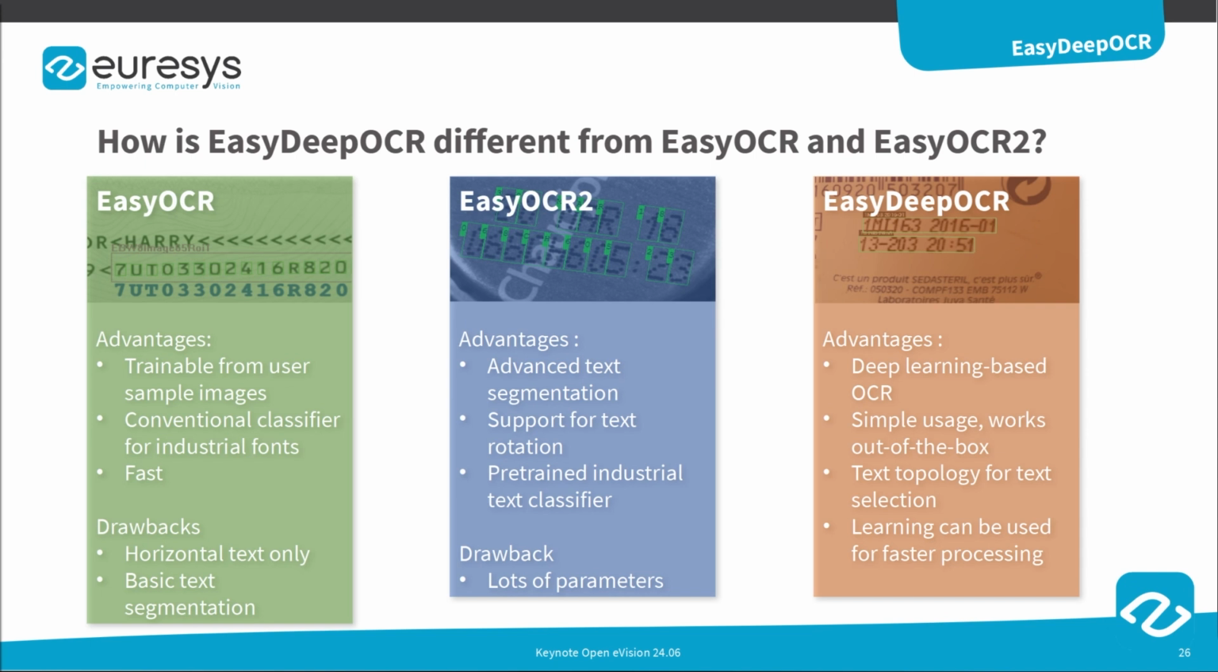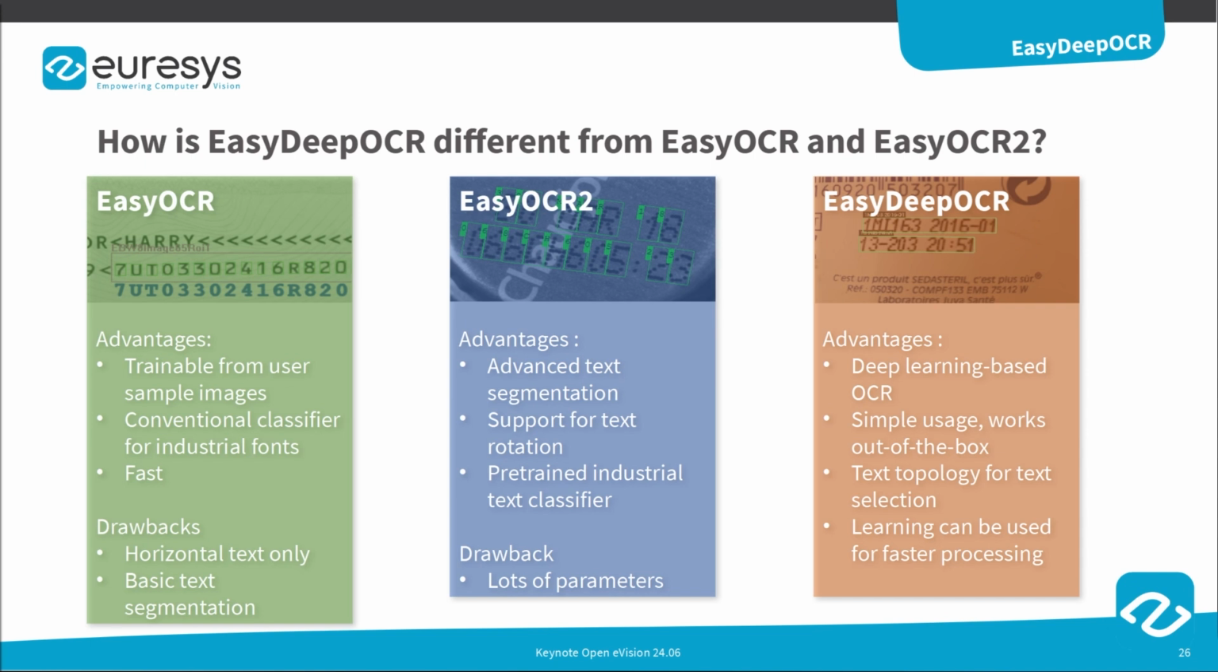It works with a conventional classifier for industrial fonts and is basically really fast. But it has some strong limitations. First, it can read only horizontal text. And the segmentation, so the way to separate the text from the background, is really basic. EasyOCR2 moves forward on the segmentation, so it has an advanced segmentation and supports text rotation, and also some pre-trained deep learning industrial text classifier. But it's somewhat difficult to configure, as a lot of parameters have to be set up.